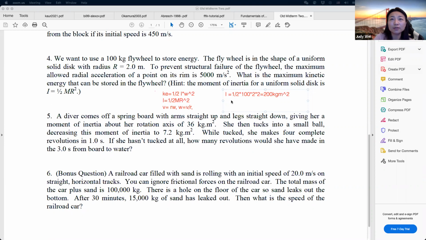Okay, so we have this acceleration, then we can use this radial acceleration a equal to v square over r, right? Maybe you can calculate v. And then after we calculate v, we can use omega equal to v over r to calculate omega, and put this omega square back here. This is one way, another way is a equals to, wait, let me think.